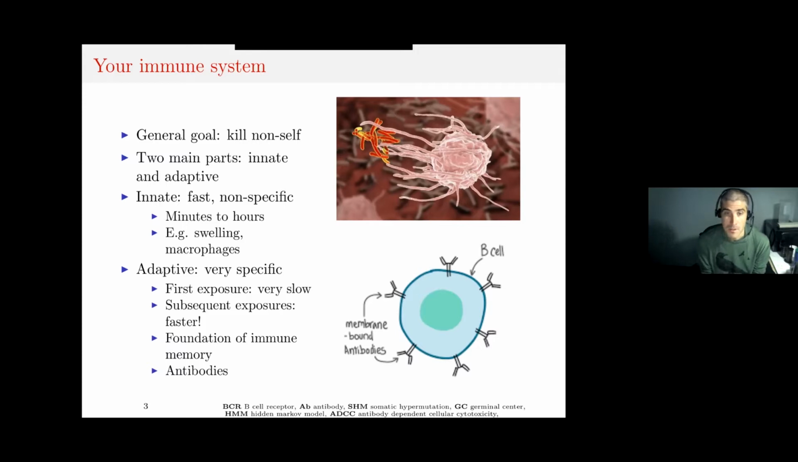The adaptive immune system, on the other hand, is generally very specific to particular pathogens. And at least in the first exposure, is very slow. So with antibodies, for instance, you start to build up significant quantities after maybe a couple of weeks. On subsequent exposures, the adaptive system responds quite a bit faster. And this is the foundation of immune memory, which is the reason in many or most cases you don't get disease from the same pathogen twice. And also, of course, this is how vaccines work. So antibodies are one of the main parts of the adaptive immune system. I'll be talking about them in the rest of this talk.